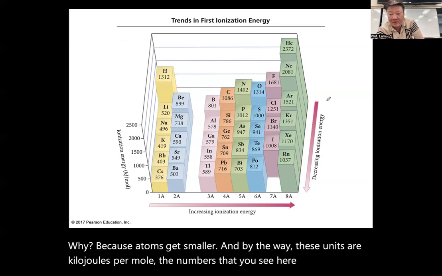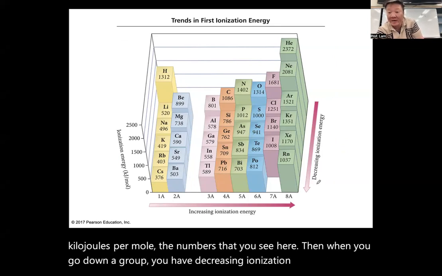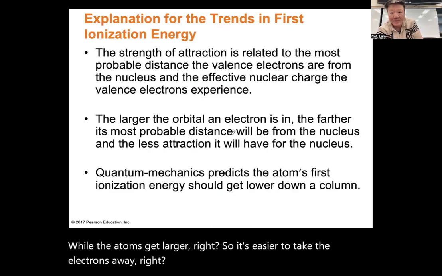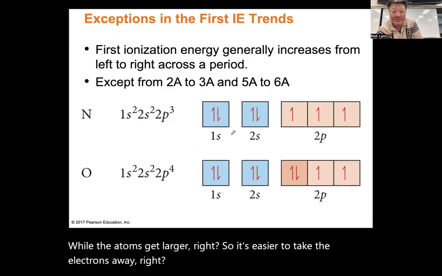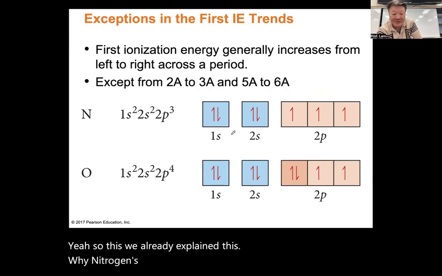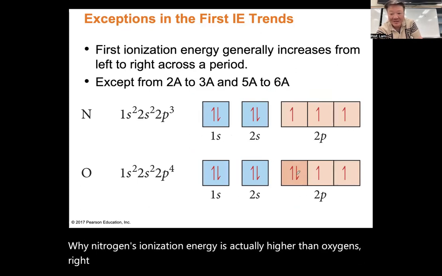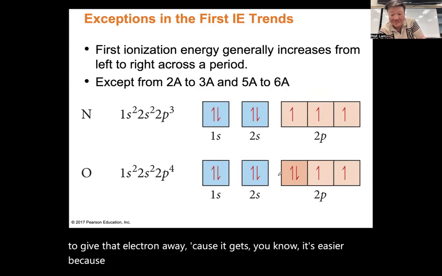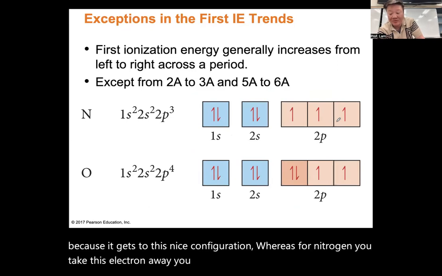Then when you go down a group, you have decreasing ionization energy. Why? Well, the atoms get larger, so it's easier to take the electrons away. We already explained why nitrogen's ionization energy is actually higher than oxygen's. If you take oxygen's electron away, it's easier because it gets to this nice configuration. Whereas for nitrogen, you take this electron away and you screw up a nice electron configuration.